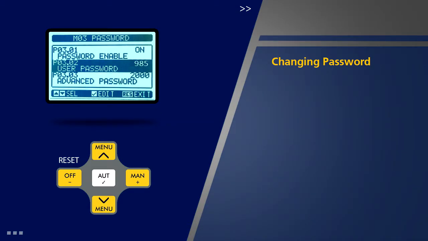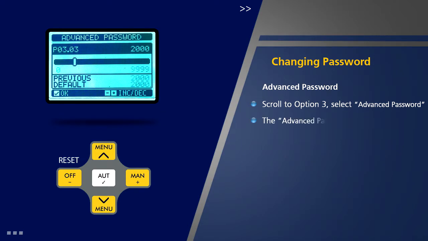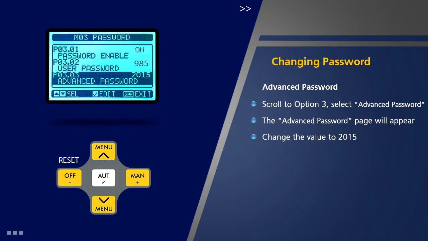The advanced password can also be changed with an identical procedure as follows. Scroll to option 3 on Password page. Select Advanced Password and press OK. The Advanced Password page will appear. The default password is set as 2000. You can change it to a smaller or bigger value by scrolling. Change the value to 2015 and press OK. The advanced password is changed to 2015.